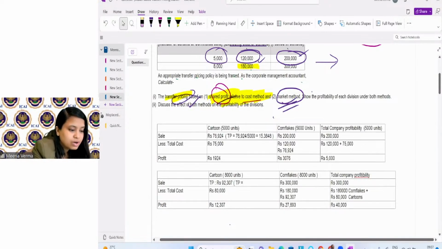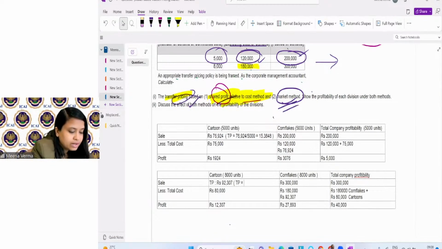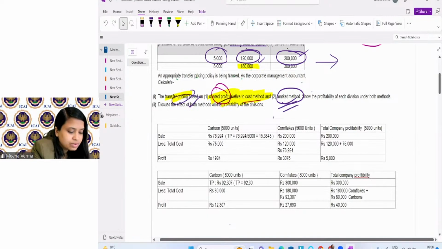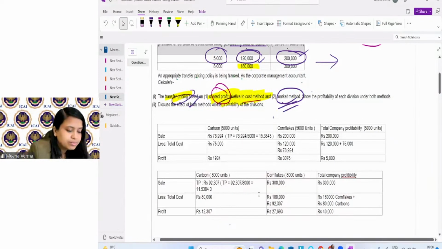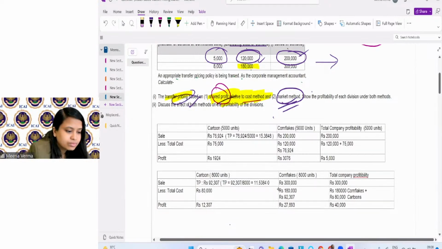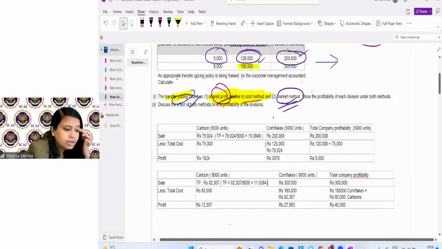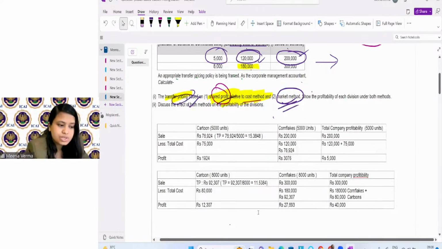Let's see the transfer price here per unit. Transfer price per unit is what? 92,307 divided by how many units? 8,000 units. This is the transfer price. You can see, we can get the transfer price very easily here. Okay, now the next scenario.